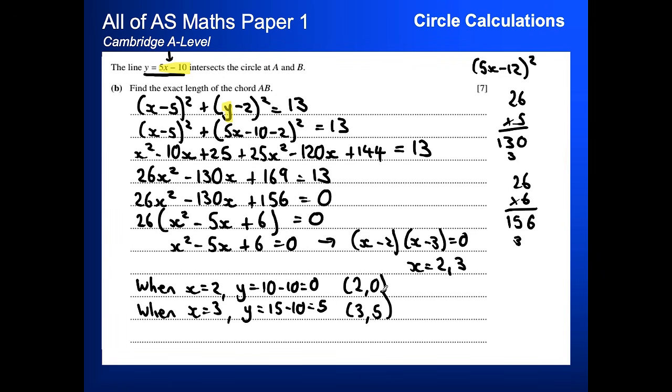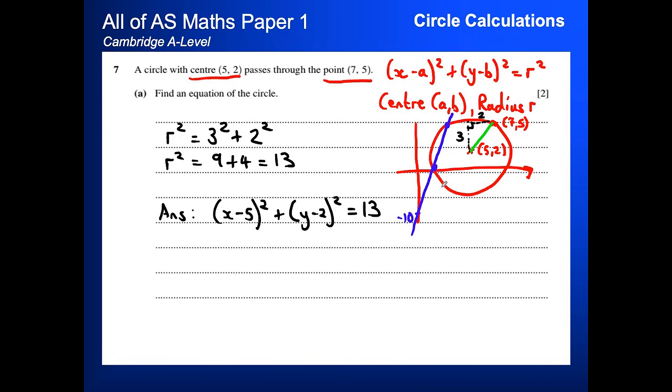And at this point, all we need to use is the distance formula between these two points. So imagine this is your 2, 0. Imagine this is your 3, 5. All we're doing now is just using Pythagoras on this. You can do this a couple of different ways. So this would be 1, this would be 5.